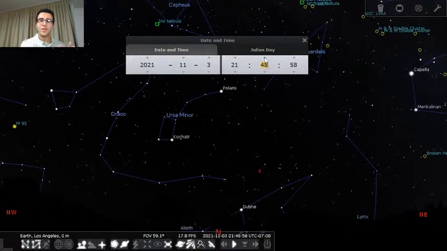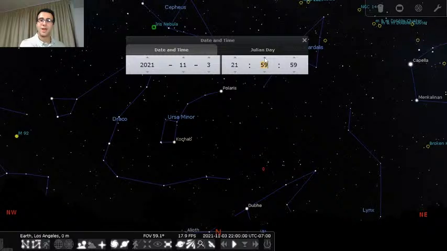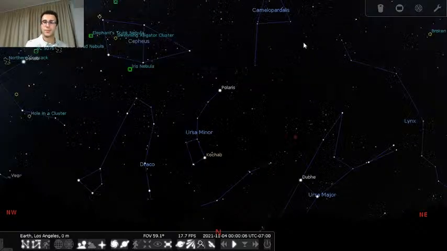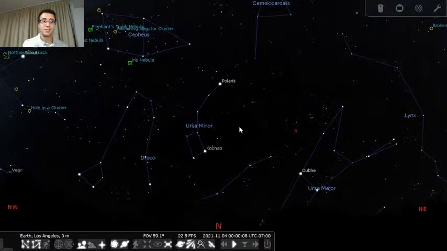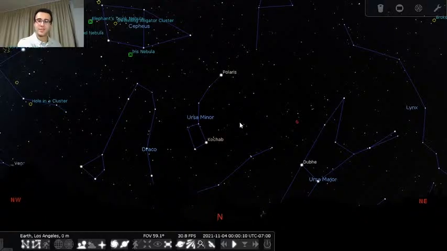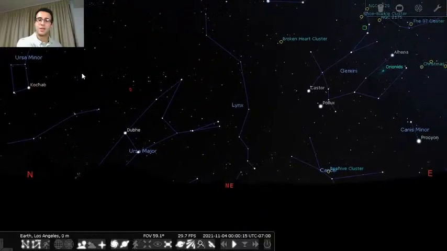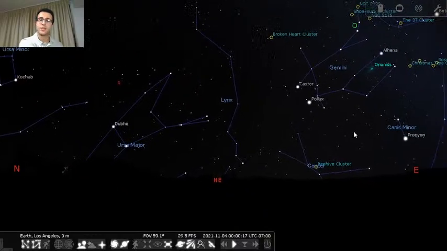So now that we've seen this effect, let's see what happens at midnight. What does our night sky look like at midnight? So now it is midnight of tonight. Your night sky will look like this. You have some different constellations now. You can see Gemini over here.